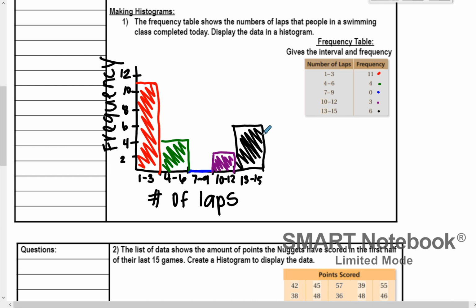All right, and that would be our histogram of the number of laps people in a swimming class completed today. Notice how we have our labels, we have our intervals, frequency, and then our bars are touching. Looking good.